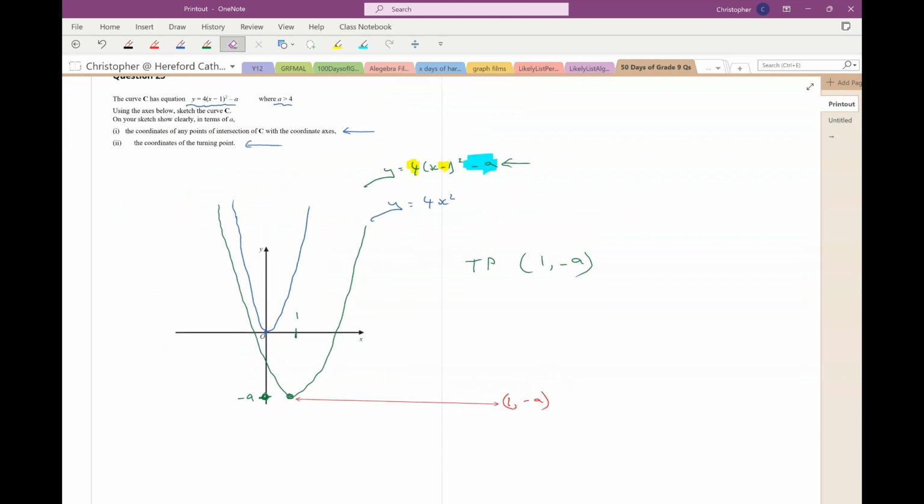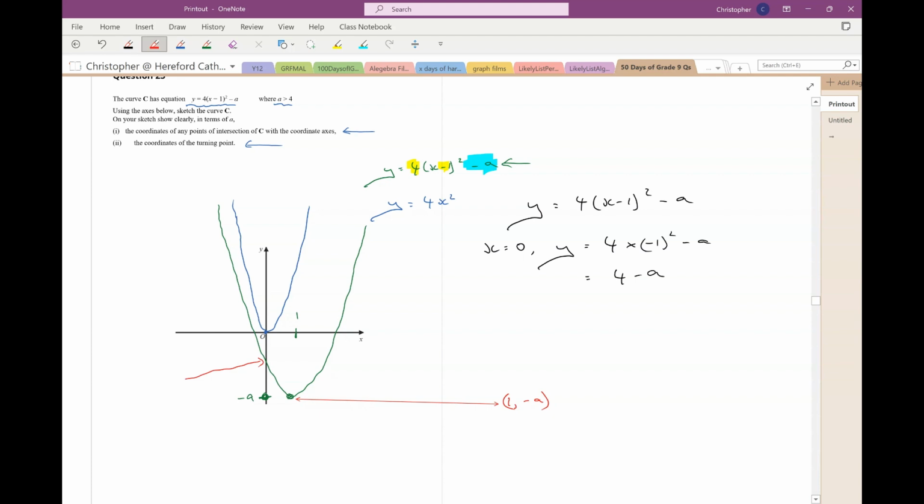Now, what about the points where this curve crosses the axes? Right, so here's the equation of the curve. y equals 4 lots of x minus 1 squared minus a. Now, first of all, let's take x to be 0. Find where it crosses the y-axis. When x is 0, then y will be 4 times minus 1 squared minus a, which is 4 minus a. And we know that a is greater than 4, so we know it's going to be negative, so it's just as well that it looks negative there. So that is the point 0, 4 minus a.